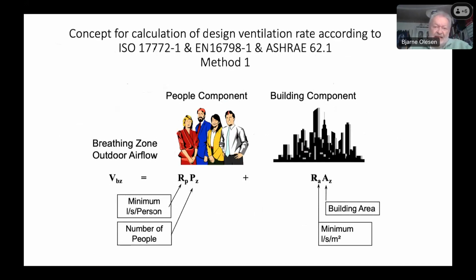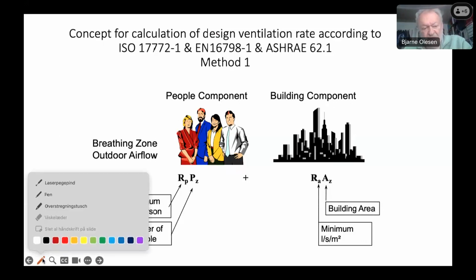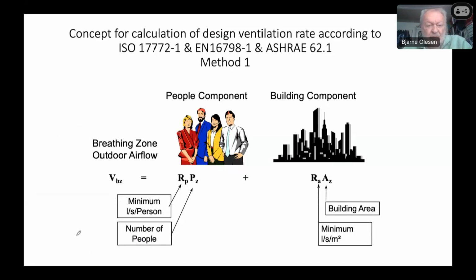In all the standards I have mentioned, the concept of estimating how much you should ventilate is basically the same. So you have a contribution from people, what we call the people component, and you have a contribution from the building, which we call the building component. The people component depends on how many people are in the space, and we have table values in the standard telling how much you should ventilate per person.